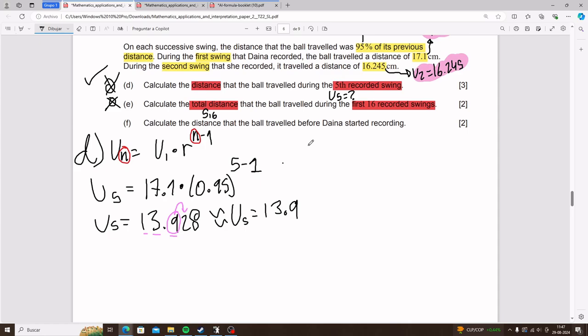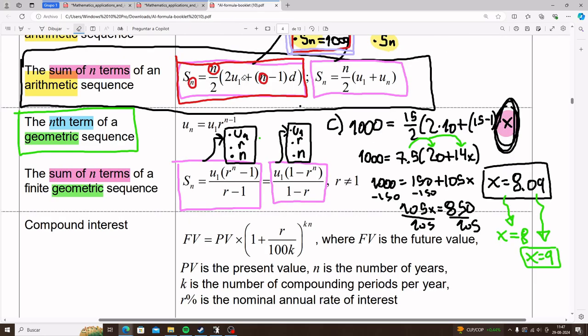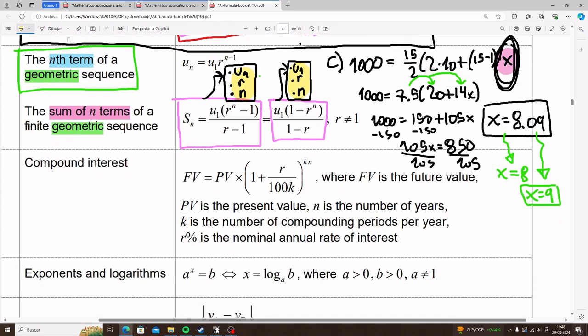So for part E, my formula for the sum of n terms of a geometric sequence, there were 2 formulas I can use. And much like I established earlier, it doesn't matter which one you use because they both ask for U1, r, and n. So you can use either one. Just to be a rebel, I'm going to use the one on the right.